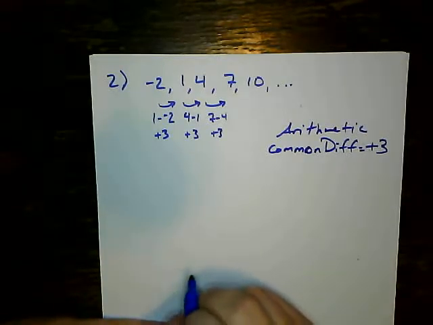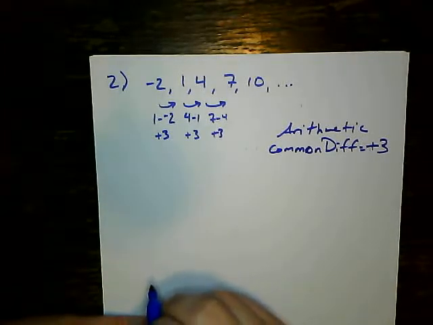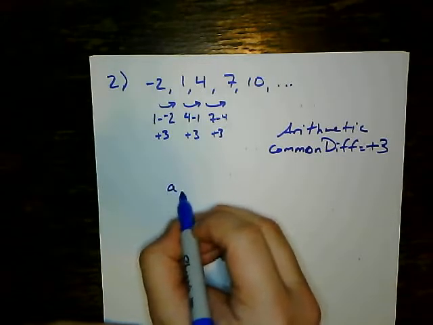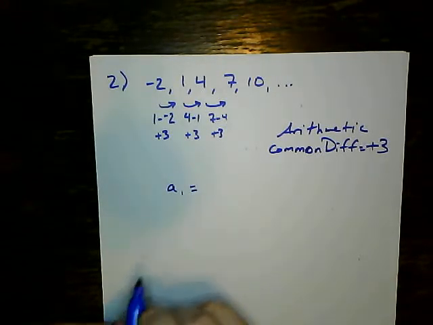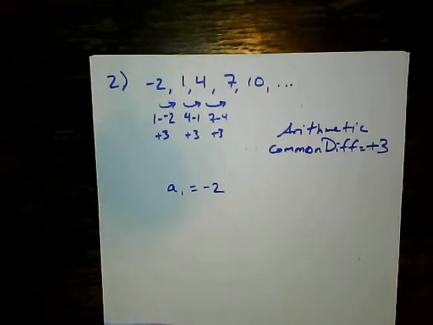Now I want to write our other kind of formula. We wrote a_n equals a_(n-1) the last time. Let's take a look at a different, our other format. So first we got a1, has to give us that first term. So what we're starting with -2. And that first term is -2 there.